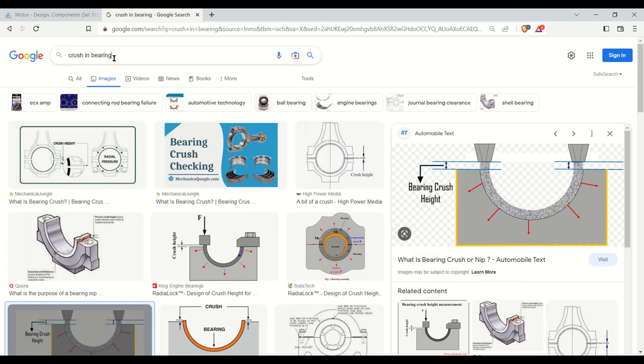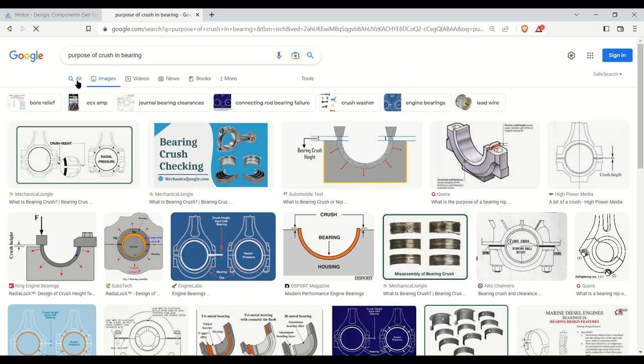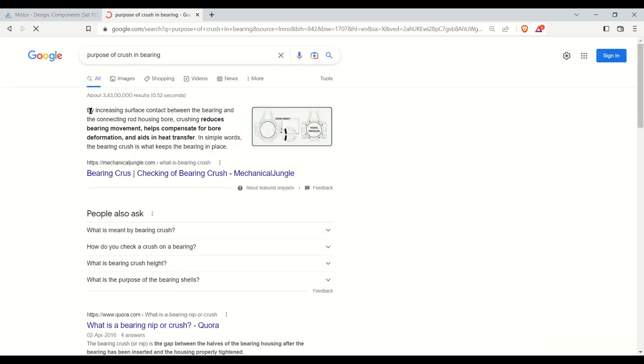Now we will study its purpose, the purpose of crushing the bearing. By increasing surface contact between the bearing and the connecting rod housing bore, crushing reduces bearing movement and helps to compensate for the bore deformation and aids in heat transfer. In simple words, the bearing crush is what keeps the bearing in place. Its main purpose is to keep the bearing in place, otherwise due to its movement, the lubrication passage may get blocked.